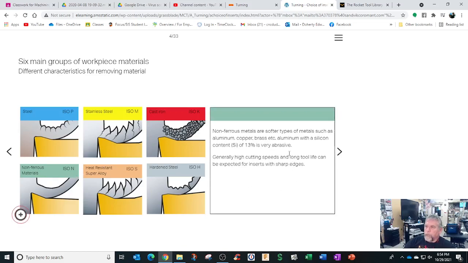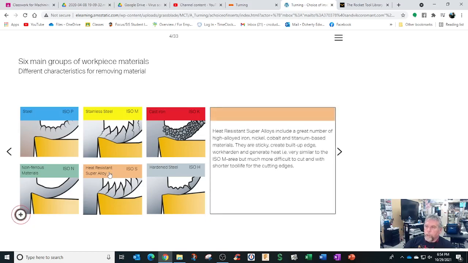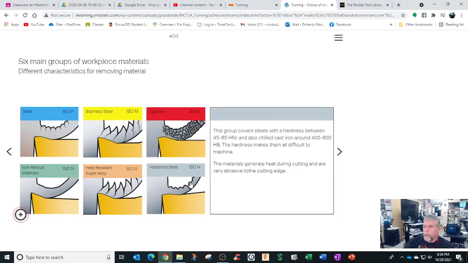Then you get your non-ferrous materials. Everybody loves those. Like aluminum is the very most common one, but you have brass and bronze and stuff like that. Then you get into your super duper alloys, which are the high nickel, iron, cobalt, titanium based metals. So you got titanium, you have Inconel, Waspaloy, all those super duper metals. But like I said, much more difficult to cut with shorter tool life. And then you got your hardened steels. And there's also machining of hardened steels versus tool steels that haven't been hardened yet.